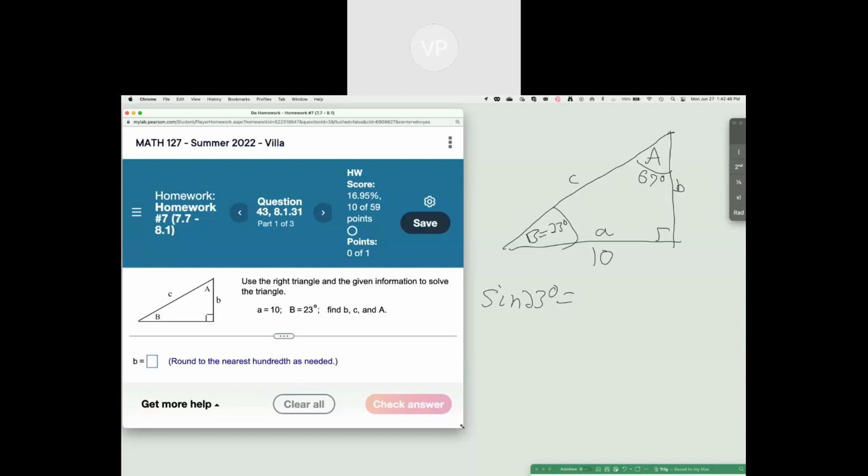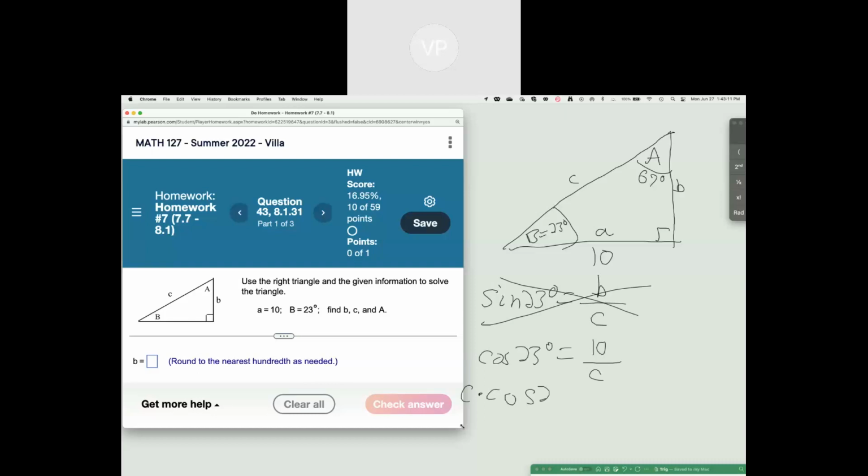Now look at the triangle. Okay, and I picked this on purpose to show you something. Sine is the opposite over the hypotenuse. Now the problem is, wait a minute, I don't know either of these. I have two unknowns, so I can't use that right now. Let's try the cosine of 23 degrees. That should work because that's going to be 10 over c.